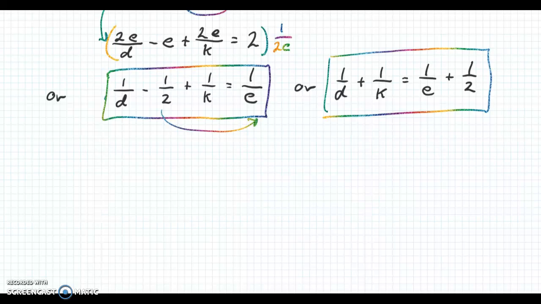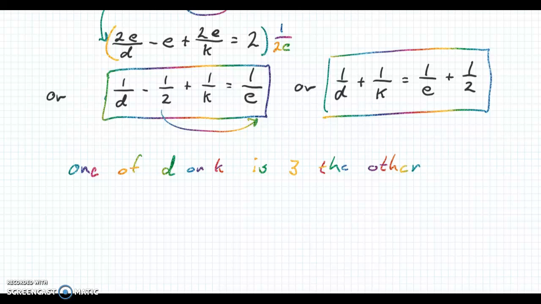So one of d and k is actually equal to 3, and the other is some integer that is at least 3. So one of d or k is 3. The other is greater than or equal to 3. So let's just try the ones that work.